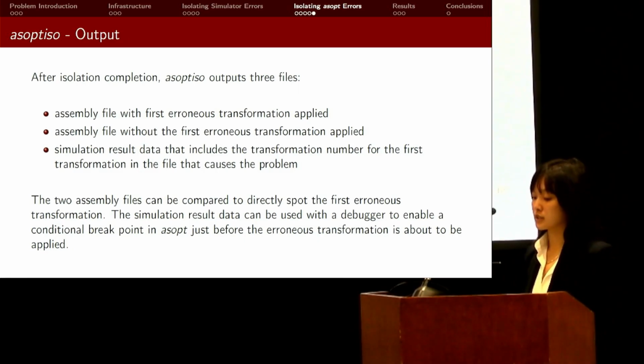So the 2 assembly files that are being output here can be compared to directly spot that first erroneous transformation. The simulation result data can be used with the debugger to enable a conditional breakpoint in ASOPT just before that erroneous transformation is about to be applied.